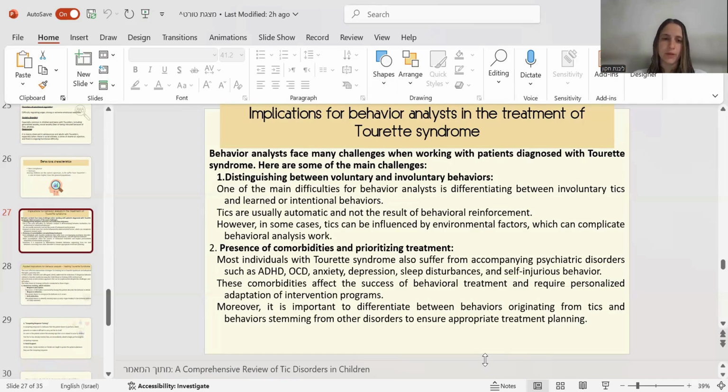self-injurious behavior. These comorbidities affect the success of behavioral treatment and require personalized adaptation of intervention programs. Moreover, it is important to differentiate between behavior originating from tics and behaviors stemming from other disorders to ensure appropriate treatment planning.